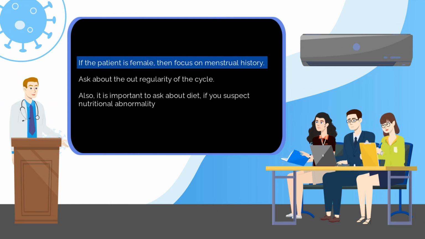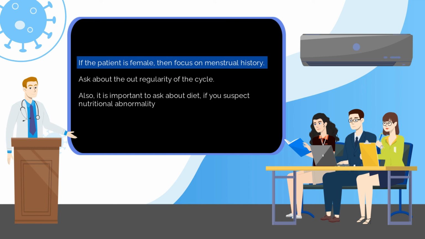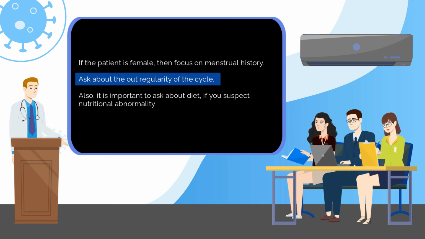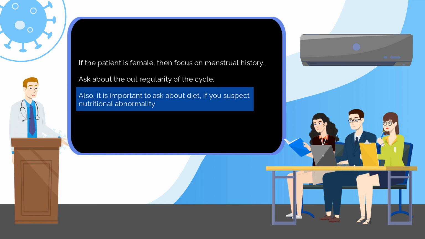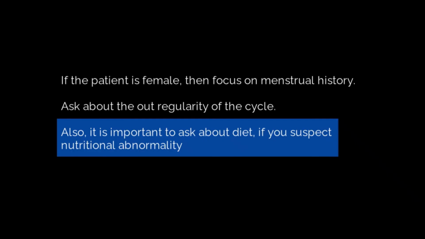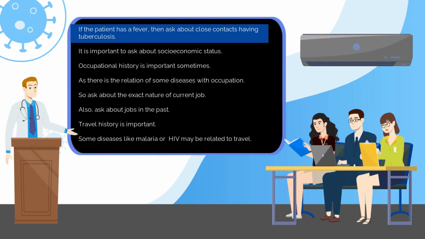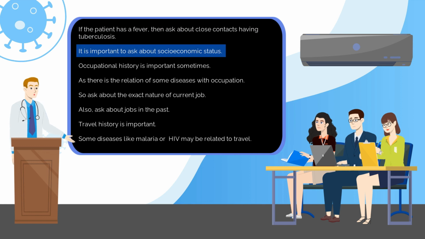If the patient is female, then focus on menstrual history. Ask about the irregularity of the cycle. Also, it is important to ask about diet, if you suspect nutritional abnormality. If the patient has a fever, then ask about close contacts having tuberculosis. It is important to ask about socioeconomic status.